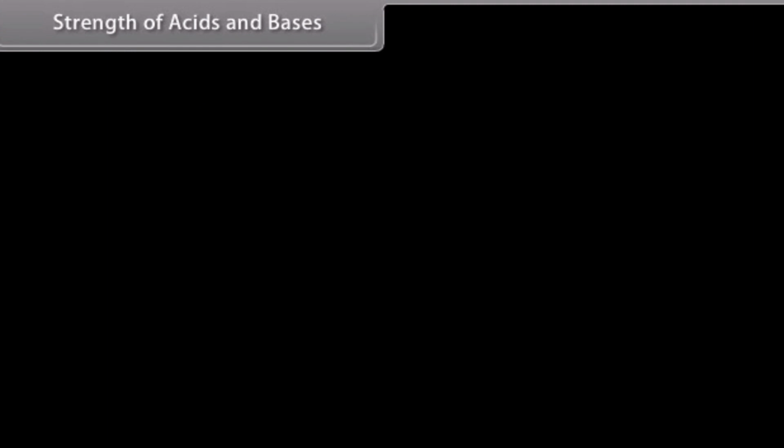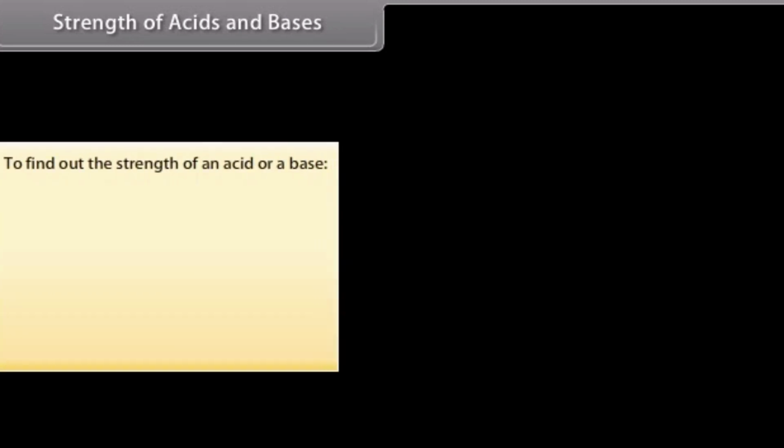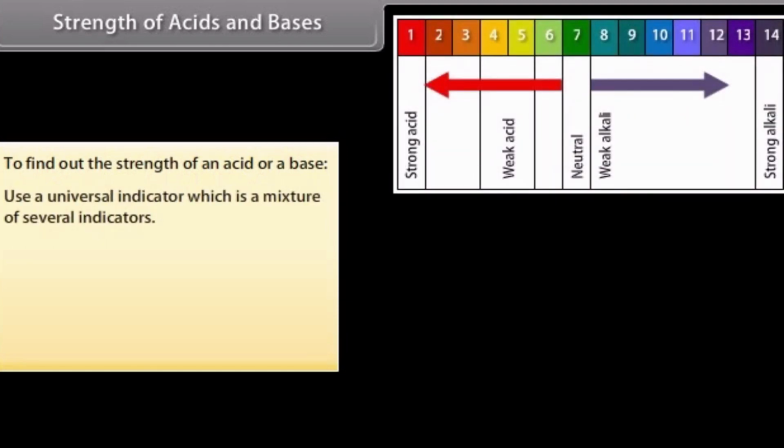Strength of acids and bases. You need to use a universal indicator to find the amounts of ions present in a solution or to find out how strong an acid or base is. The universal indicator is a mixture of several indicators. It shows different colors at different concentrations of hydrogen ions in a solution.